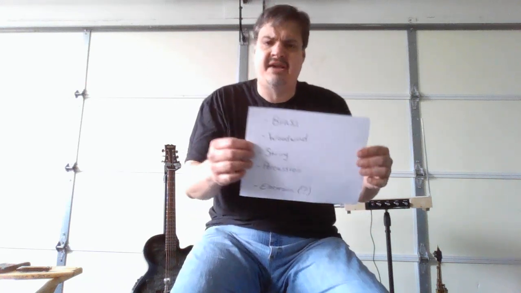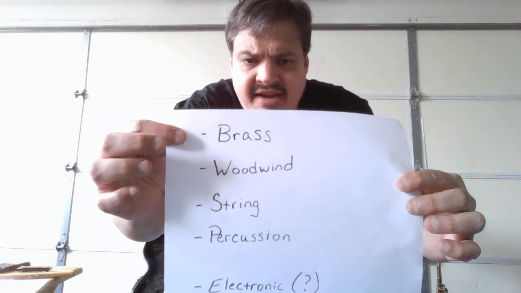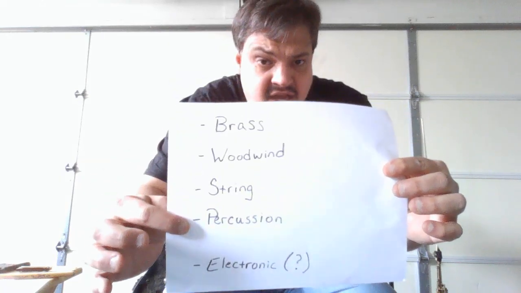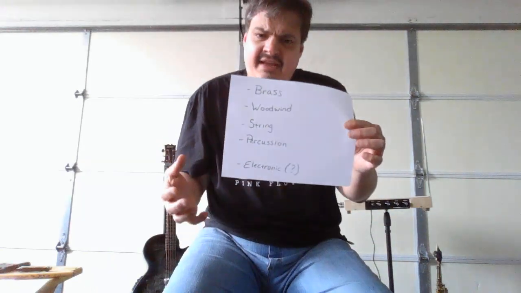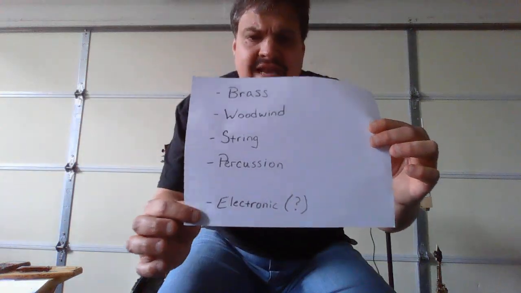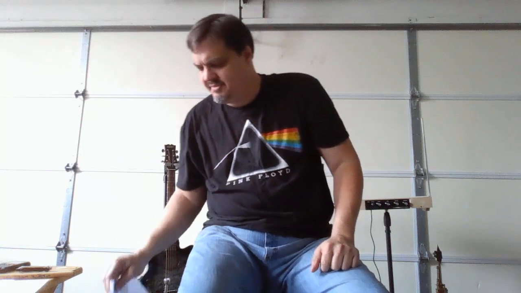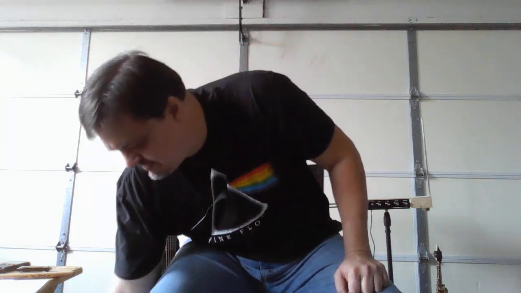We have four main families of instruments: the brass family, the woodwind family, the string family, the percussion family, and there's really a family out there now with computers called the electronic family. But that works a little differently than some of these other ones because you're using computers to create sound.